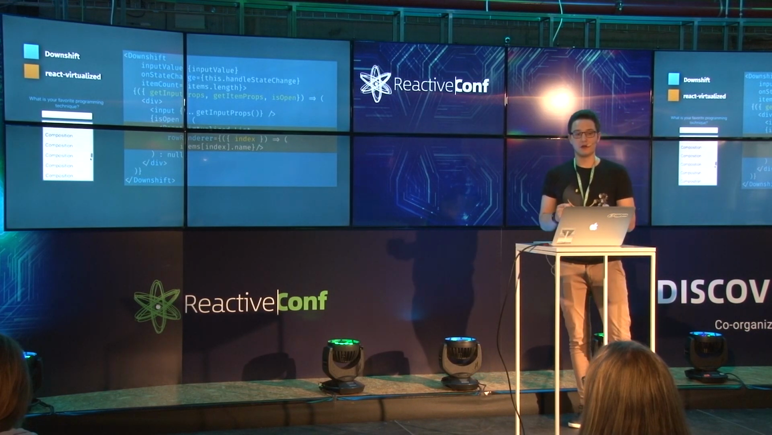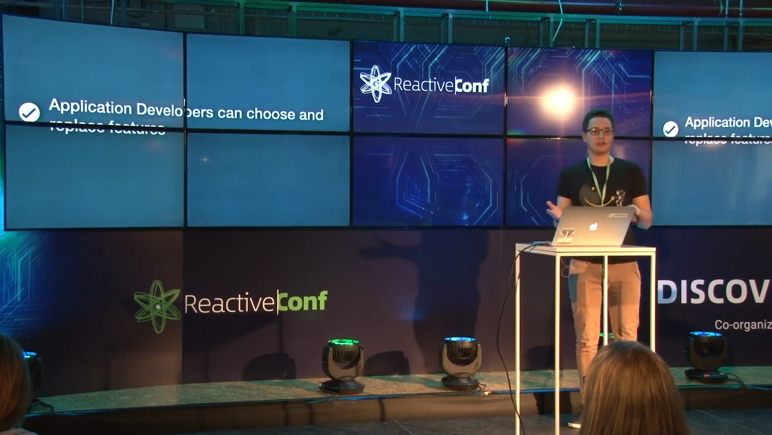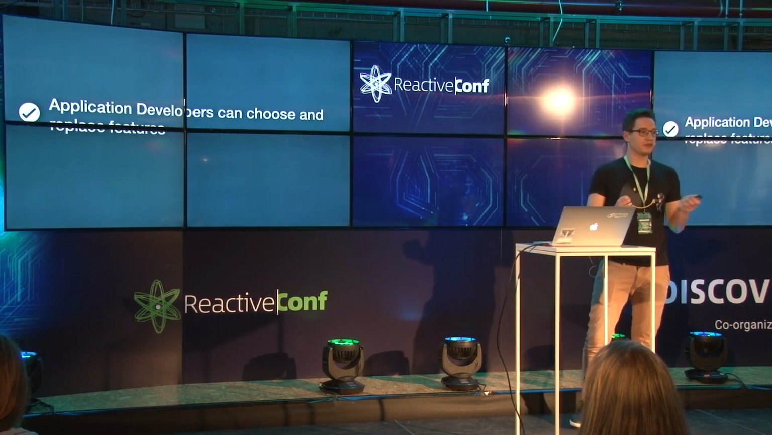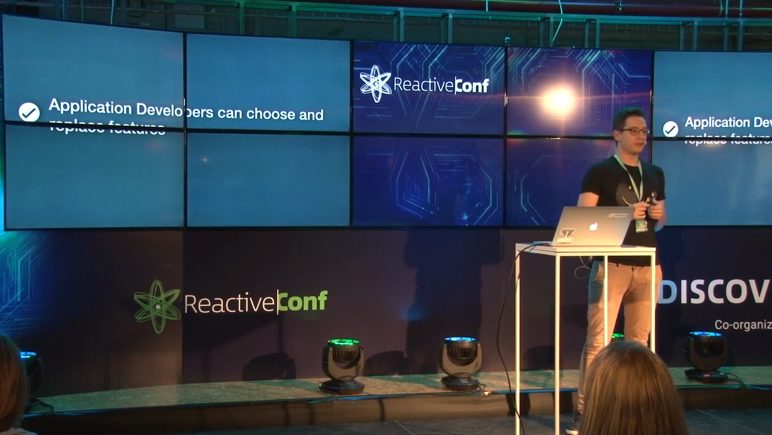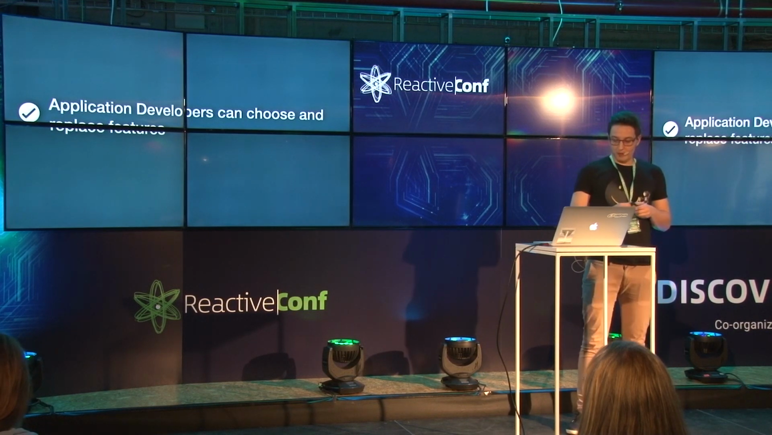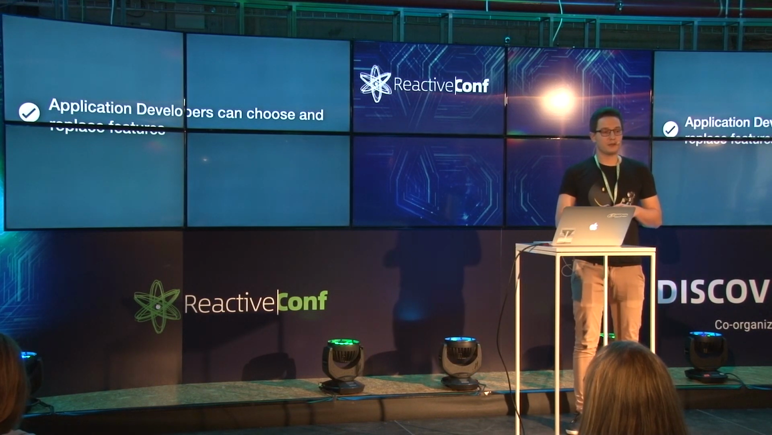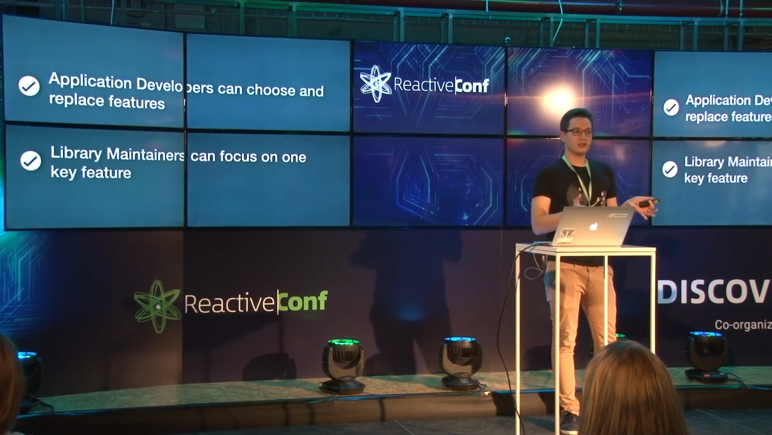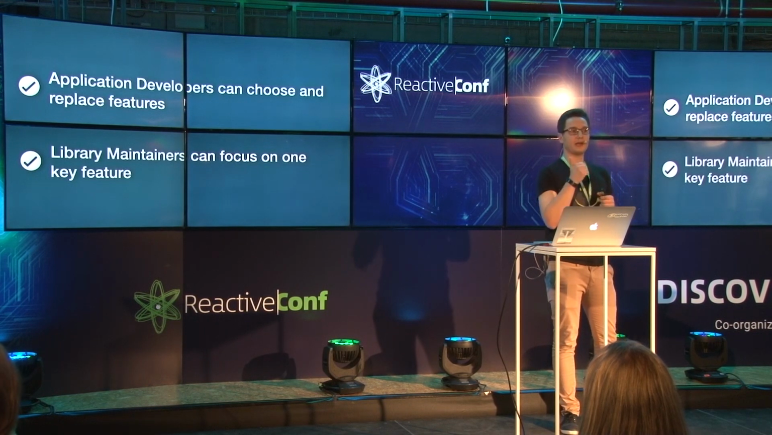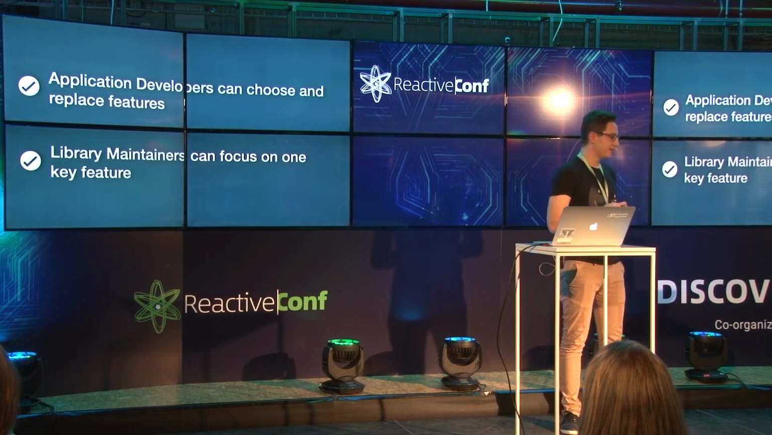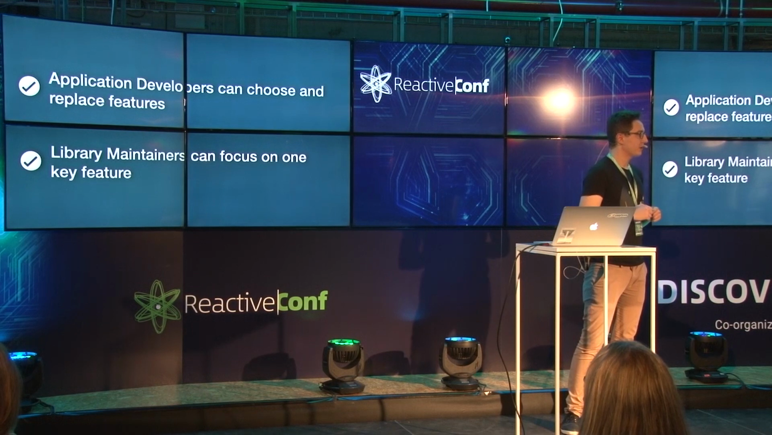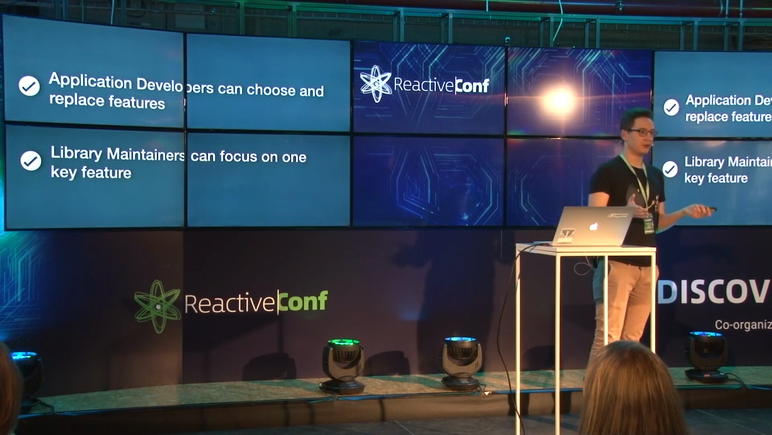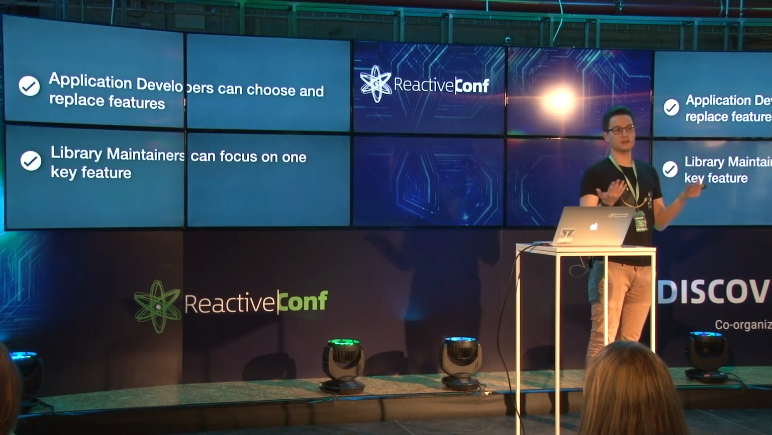So the benefit for an application developer in writing composable code is that he can freely choose some features that he likes and easily replace them with other features. But it's not only good for application developers, it's also good for library maintainers. Because as a library maintainer, you only need to have one main concern. The maintainer of Downshift is concerned about accessibility, and the maintainer of React Virtualized is concerned about performance. And if you want them both, you just need to combine them.